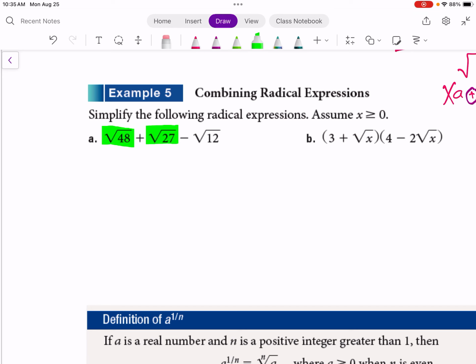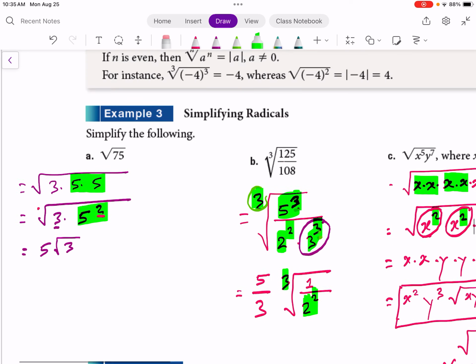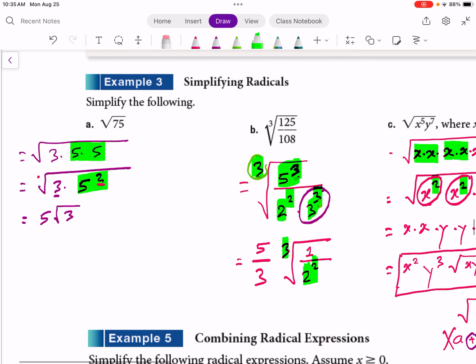Do they have the same index at first? What is the index? Next thing, do they have exactly the same radicand? The first one has a radicand 48, the second has a radicand 27. So we can't add here unless we simplify. And it's similar for the square root of 12. But let's simplify this radical expression like we did for number A here.